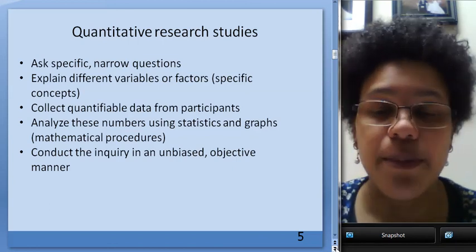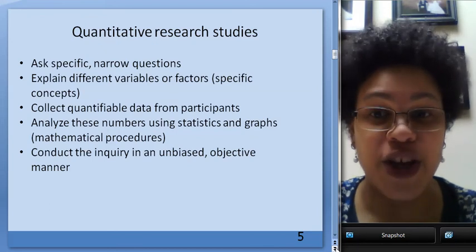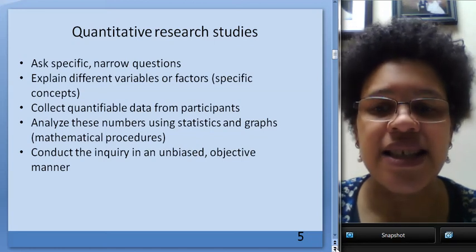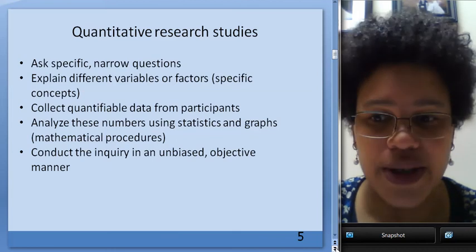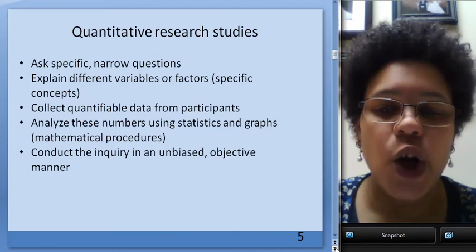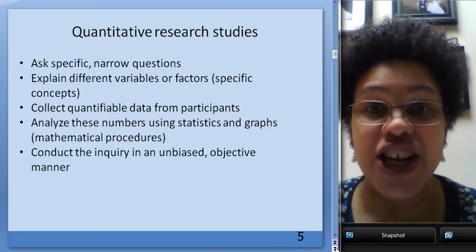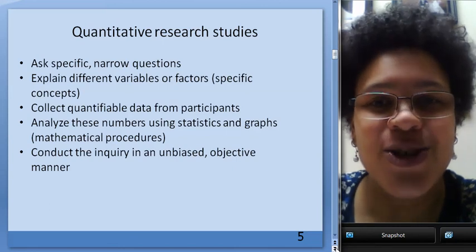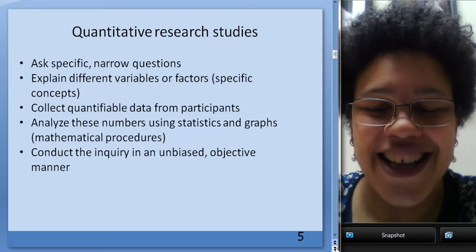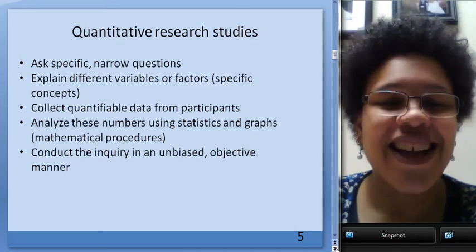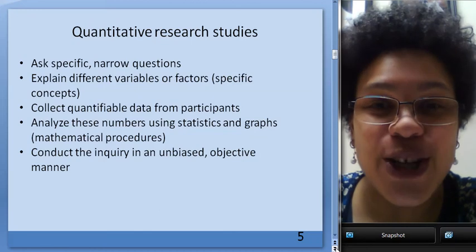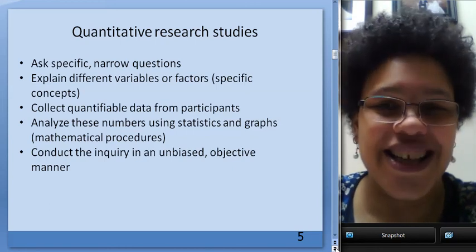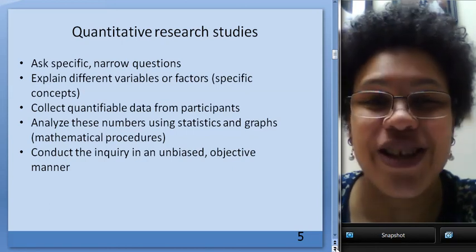We collect quantifiable data from participants. Again, things we can measure from participants, things we can count. And we analyze these numbers using statistics and graphs, a variety of mathematical procedures. We conduct the inquiry in an unbiased and objective manner, is what it says in Chapter 2. Let me tell you, from someone who studied quantitative research methods deeply while I was at Harvard University, and from the perspective of someone who has done a number of quantitative research studies, it is not unbiased. It is not wholly objective.